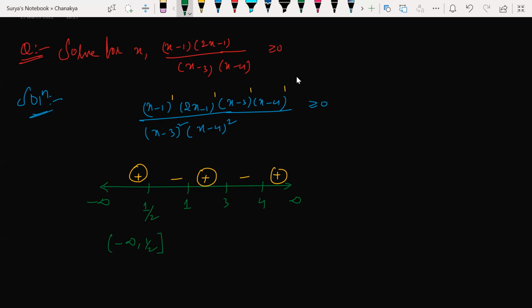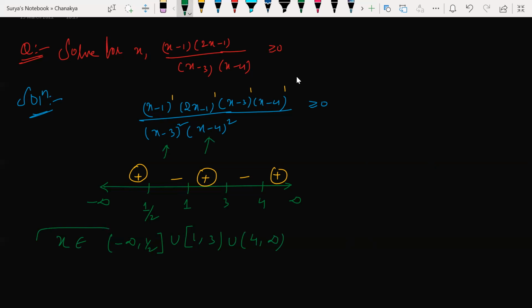So closed bracket. Next, union 1 to 3. Can we include 1 or not? We can absolutely include 1 here. Can we include 3 or not? We cannot include 3 here, because 3 is in the denominator. If I include 3, the denominator part becomes 0. Can we include 4 or not? We cannot include 4 here. If I include 4, x minus 4 in the denominator becomes 0. So you cannot include 4. So 4 to infinity. This is my answer.